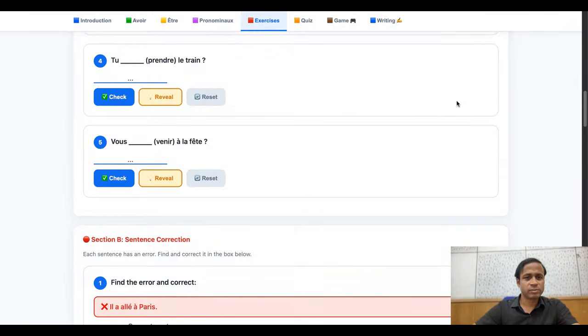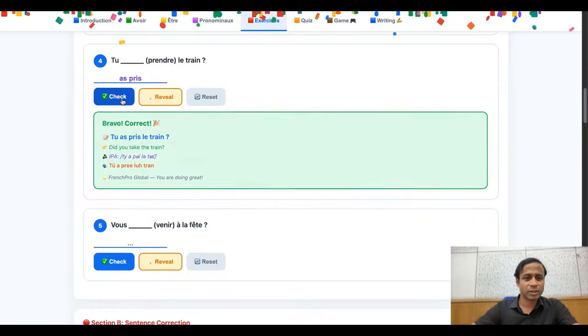Okay, number 4. Your answer, please. Tu as pris le train. So now tell me, prendre. For this, you are using avoir. Why not être? Here you have the verb prendre. Why are you using avoir? Yes, because prendre is not in the list of 17 verbs. Prendre is not a verb of movement. That is why we are using avoir. Fine. So tu as, and what is the past participle of prendre? It is pris. Okay, tu as pris le train. You took the train. Yes, this is right.